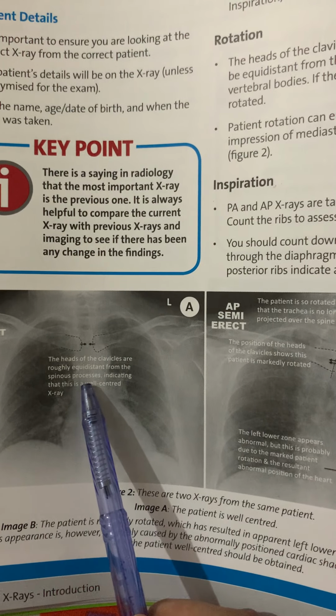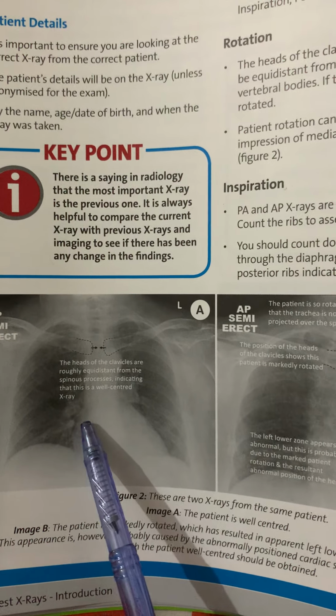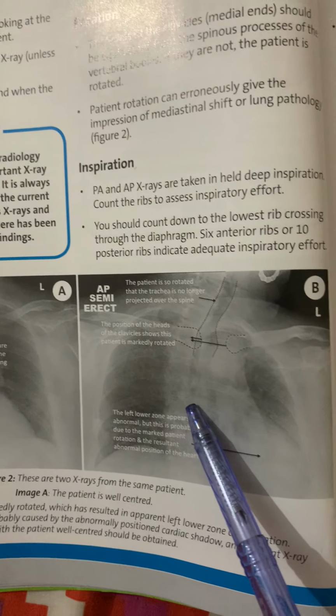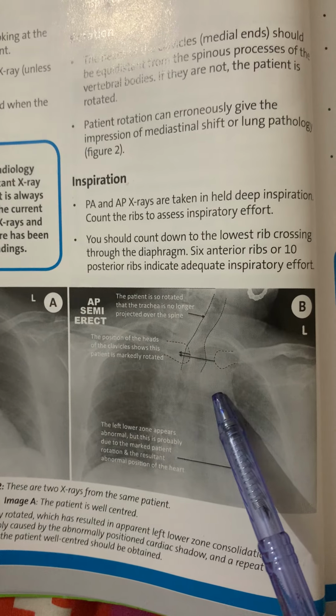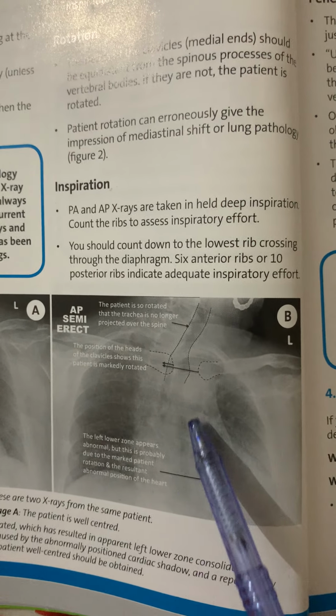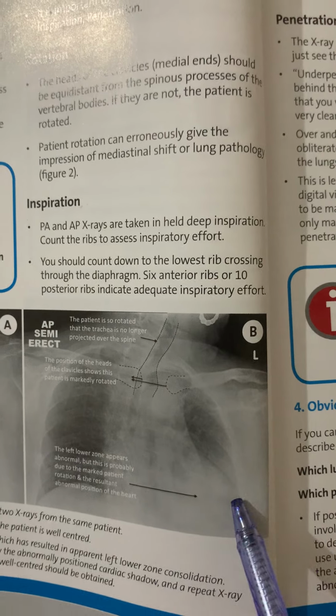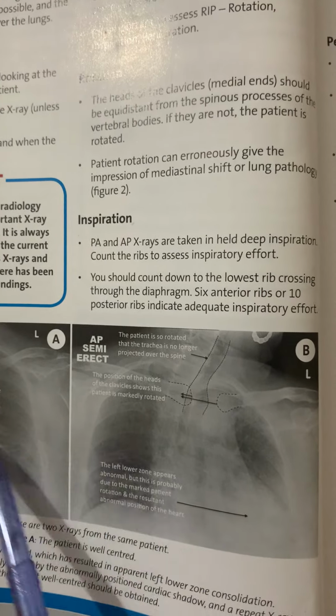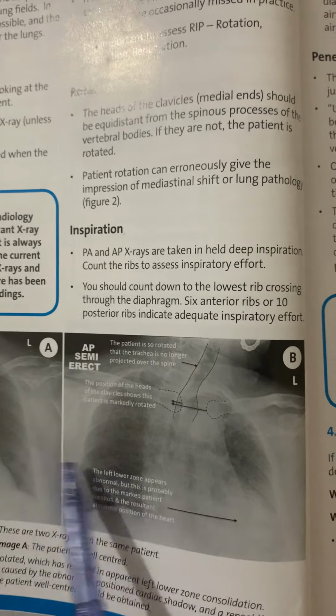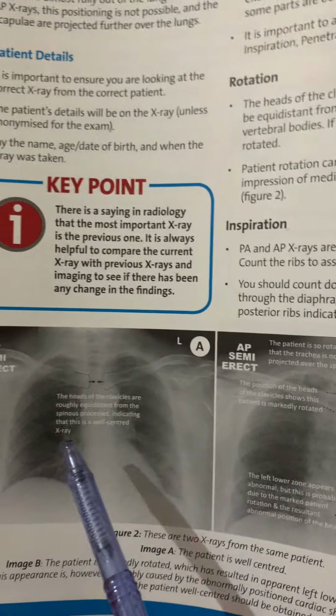In image A, the patient is well centered, and in image B, the patient is markedly rotated, which has resulted in apparent left lower zone consolidation. There is no consolidation in the left lower zone because both X-rays are of the same patient.